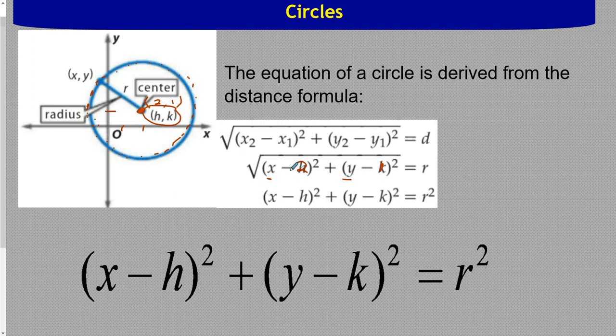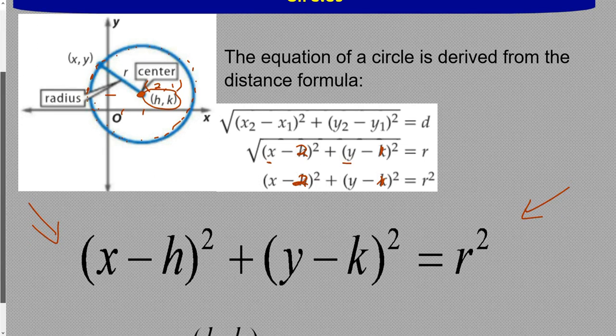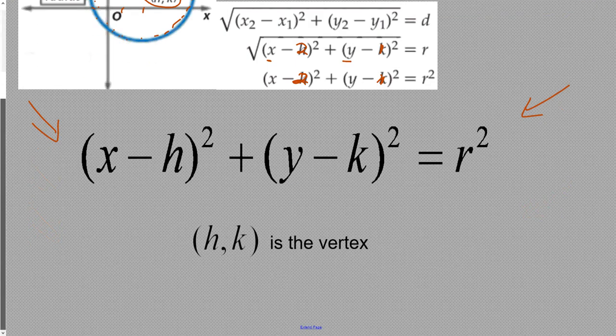And then h and k can become our center, right? So in our little example here, 2, 1 maybe. If we square both sides to get rid of the square root, we end up with this, the equation of a circle. X minus h squared plus y minus k squared equals r squared.